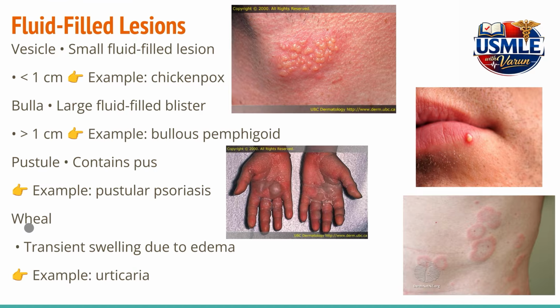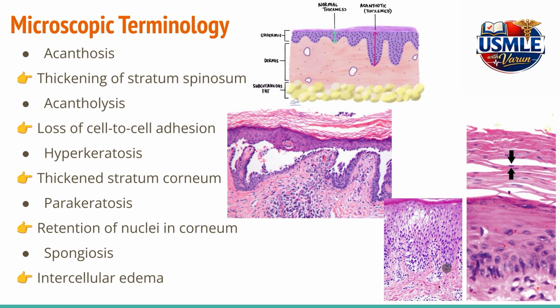There's another fluid-filled lesion, and this fluid accumulation occurs due to transient swelling due to edema. This is commonly seen in urticaria, which is a hypersensitivity disorder. Now let's try to understand the basic microscopic terminology at the cellular level. This helps us link the structure to all the kinds of diseases.